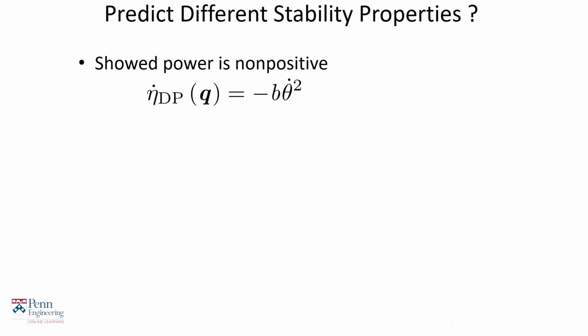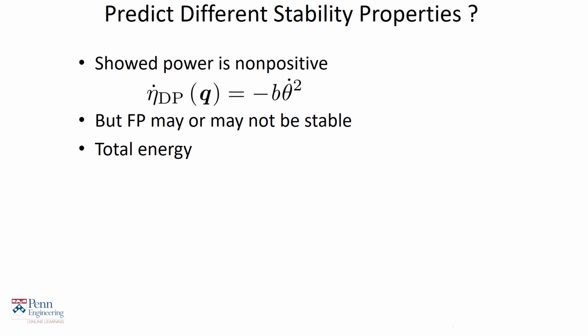The answer is yes. We showed that the power is non-positive. But the fixed point, even though the power is non-positive, that was enough to show stability in the damped harmonic oscillator, the linear problem. But the fixed point now, it turns out, may or may not be stable. How can we understand that?